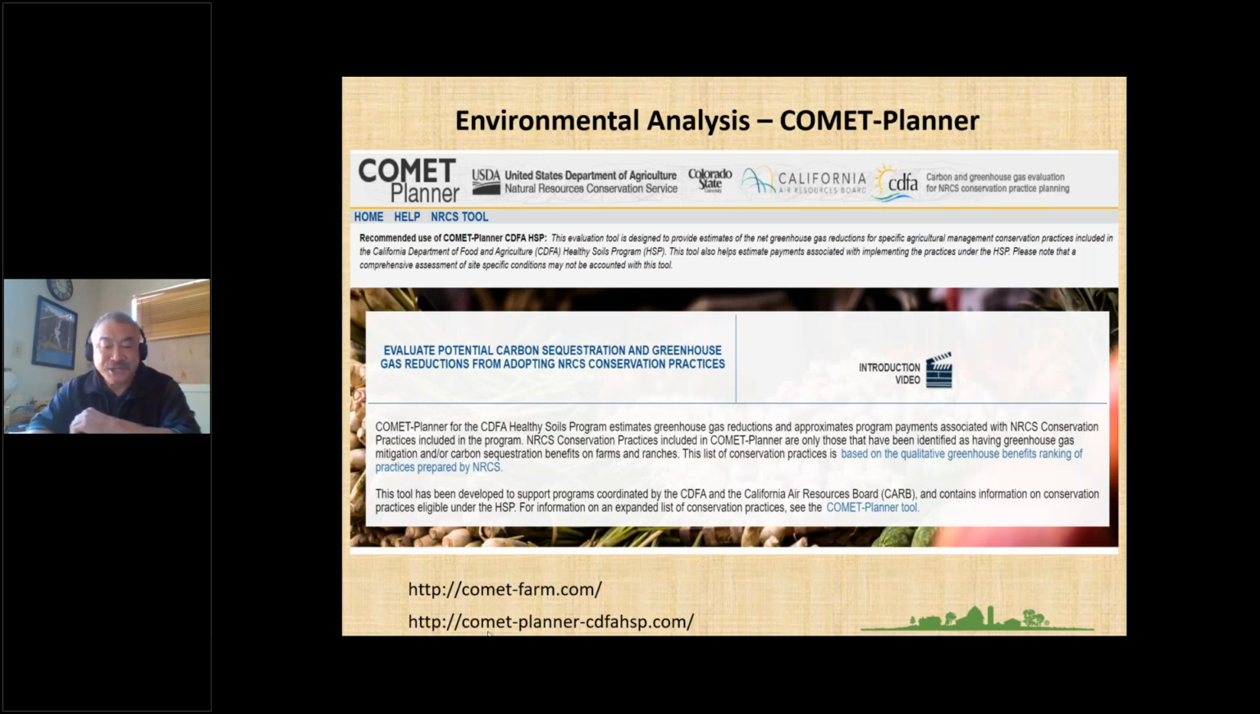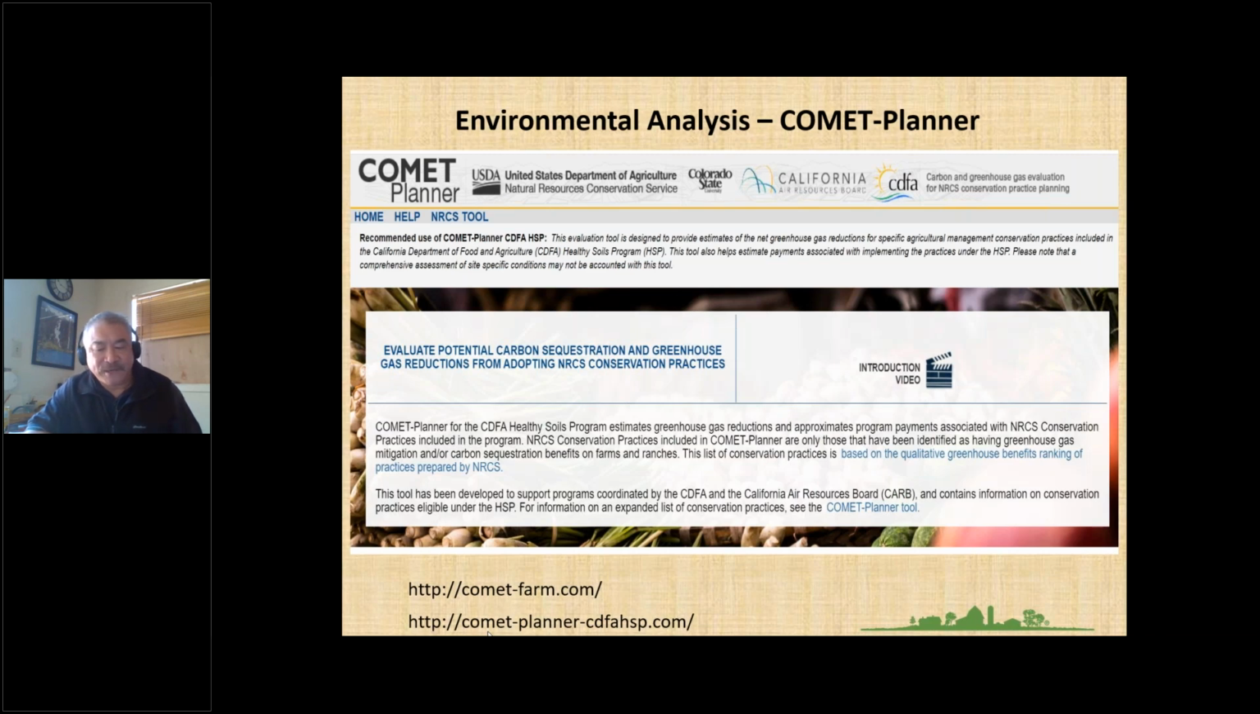Now I'm going to introduce USDA's Comet Planner. This tool estimates greenhouse gas reduction from specific ag conservation practices. Its purpose is to provide a basic assessment of carbon sequestered at the farm or county-wide level. And for California growers, Comet Planner is the method used in CDFA's Healthy Soils Program, or HSP, to determine program payments based on greenhouse gas reduction values related to healthy soils practice adoption. California's Comet Planner is developed by USDA NRCS and CDFA.